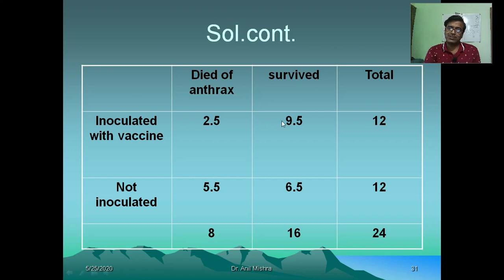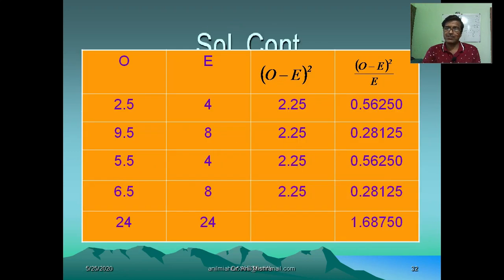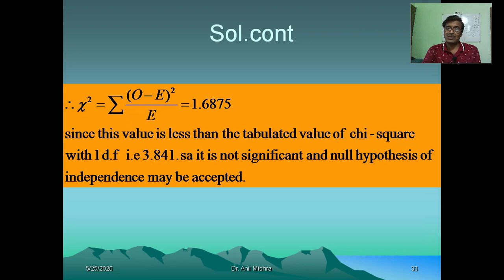Now considering these observed frequencies, we further calculate the expected frequencies in the same process and proceed to the solution. We find the solution differs. In the previous case, the outcome was 3, but here the outcome is 1.68. The value differs, but the conclusion remains the same. The critical value is 3.8, the calculated value is 1.68, which is less than the critical value, so it is not significant and we accept the null hypothesis. The same conclusion occurs in both cases.